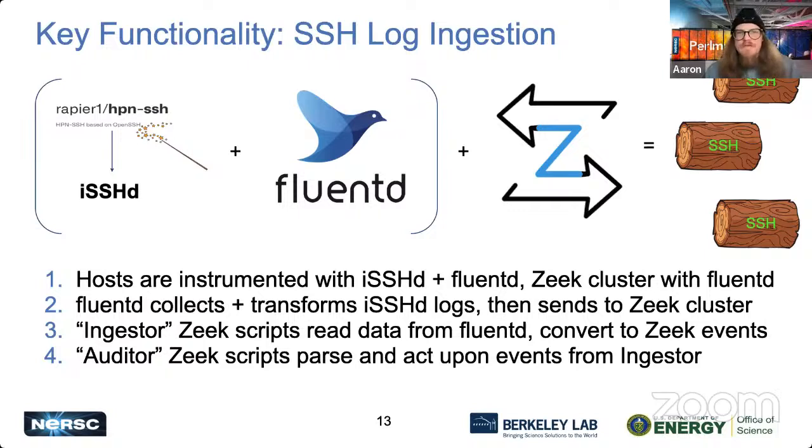We call it instrumented SSHD, because we're taking SSHD and instrumenting it with our own code. It's based on HPN SSH. HPN SSH, for those of you unfamiliar, is high performance networking SSH. It is a fork of OpenSSH that research computing is fond of. We are anyway, and a number of other facilities are as well.